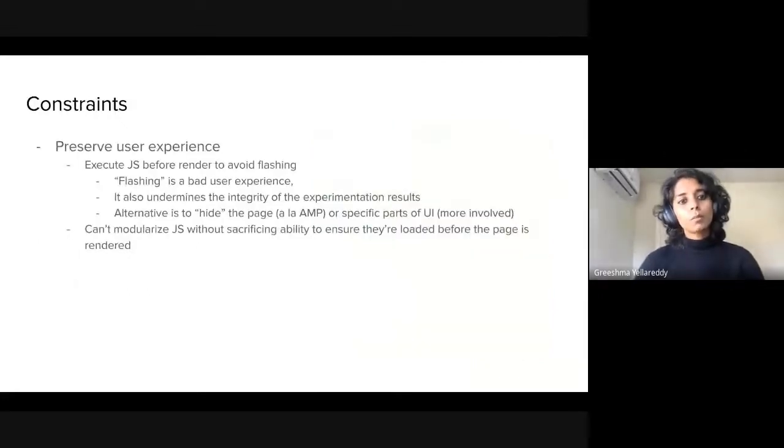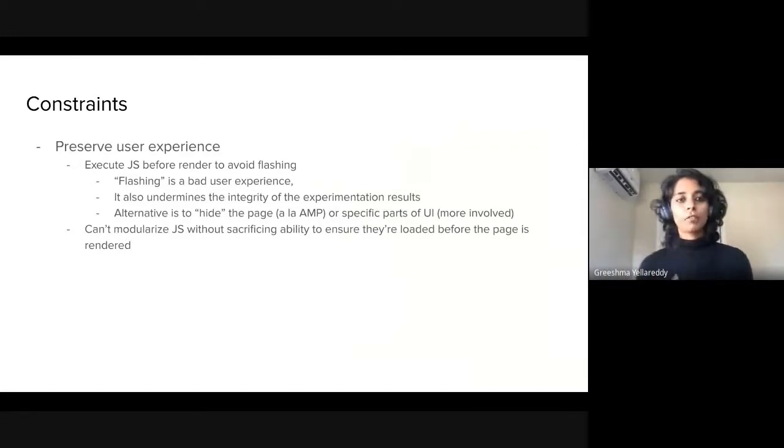So when it comes to client-side A/B testing, some of the key constraints are that it has to preserve user experience. We talked about flashing and flicker, how it can ruin the user experience, but can also undermine the integrity of experimentation results. Further, if you want to modularize the JavaScript, you have to make sure that you don't rely on it being executed at a specific point.